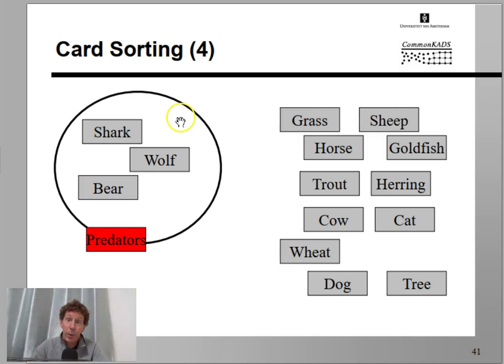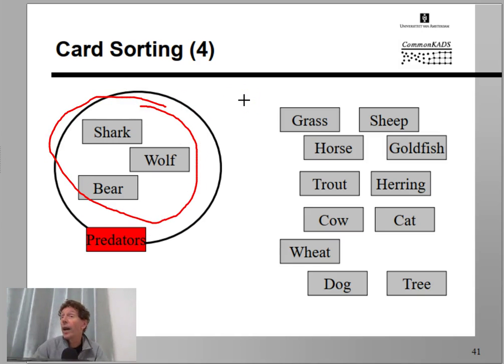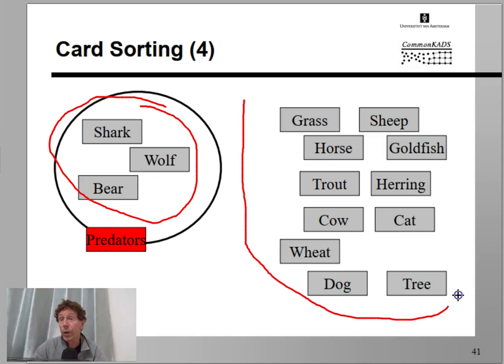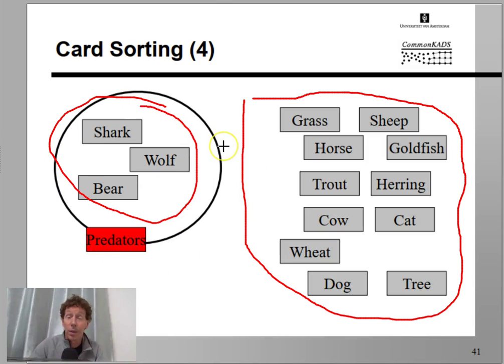So what's common between shark, wolf and bear? They're exactly the animals which are predators, whereas all the other ones are either non-predator animals or non-animals at all. So now we've identified a single new concept, namely predators, and which animals are actually predators. And you see that we had 10 cards here on the table. And with just those 10 cards, reorganizing them in different ways, we've organized them in 3 different ways.